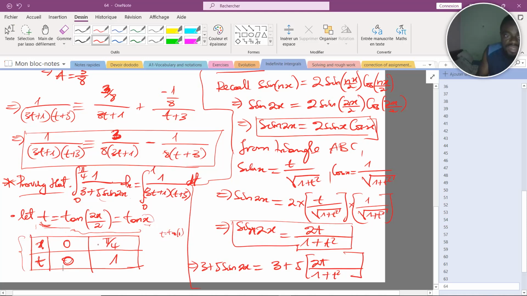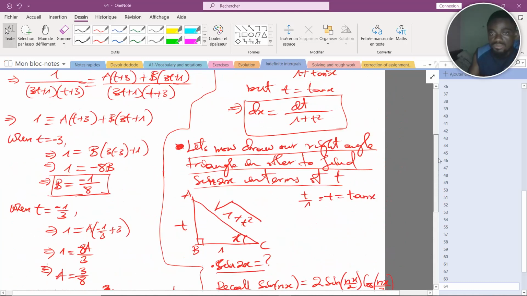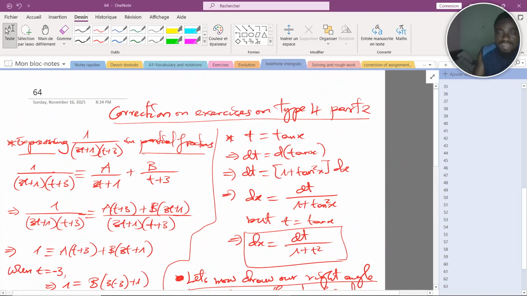Now, when x equals pi on 4, I substitute here. T will be equal to tan pi on 4. Tan pi on 4 is equal to 1. So when we do the change of variable, we already have the lower bound and the upper bound. Now, let's proceed on this side. We had our substitution t, which was equal to tan x.